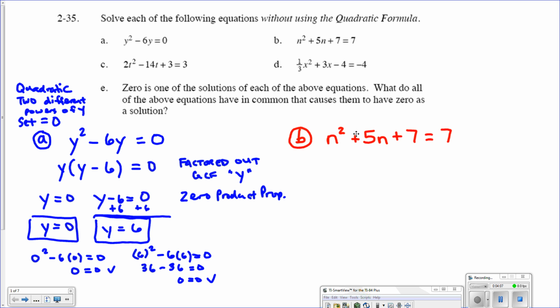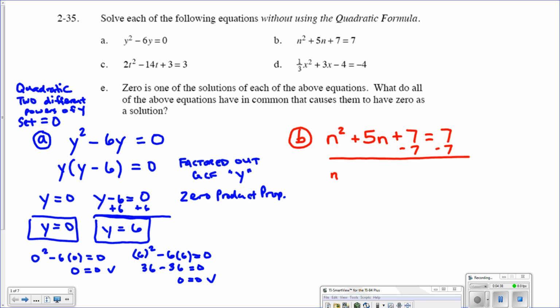Letter B: n squared plus 5n plus 7 equals 7. Once again, it is quadratic because we have a variable that's being squared, and we also have 2 different powers: n squared and n to the first power. So we need to make sure it's set equal to 0. Right now we have it equaling 7, so we need to subtract 7 from each side so that we can get this set equal to 0.